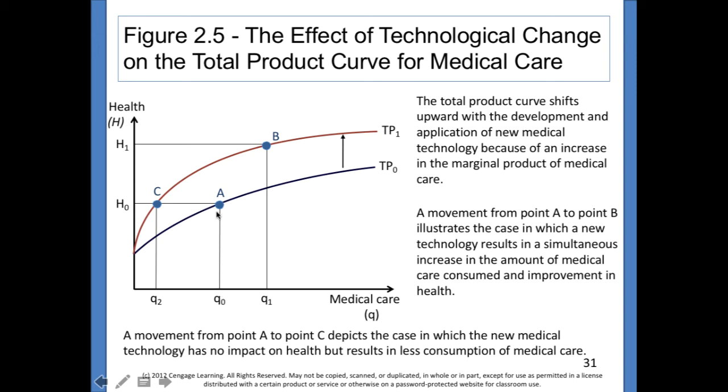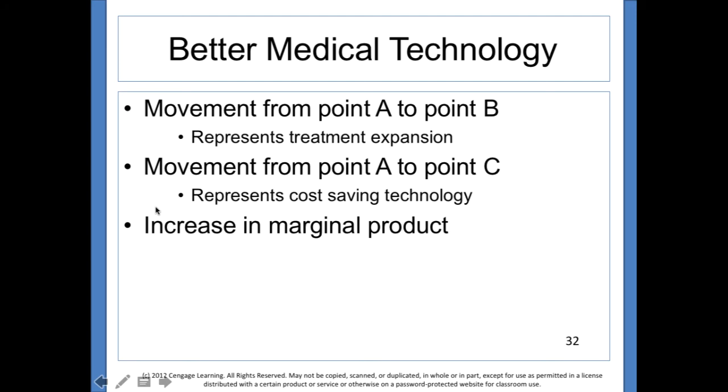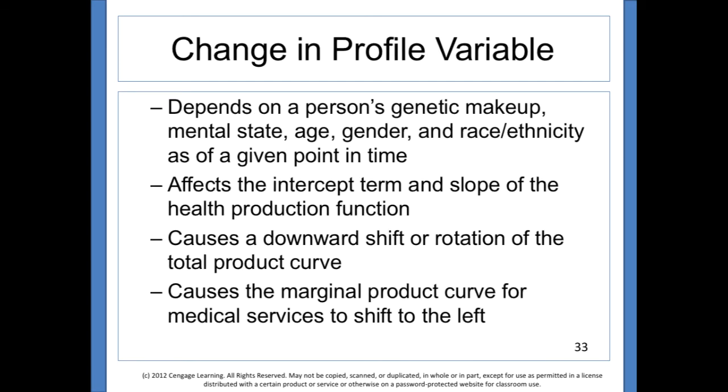basically we have a cost saving of healthcare service resources. We need a lower amount of medical care to produce the same amount of health. So this is the case when health technology makes our health production more cost saving. So we talked about the movement from point A to B and the movement from A to C.